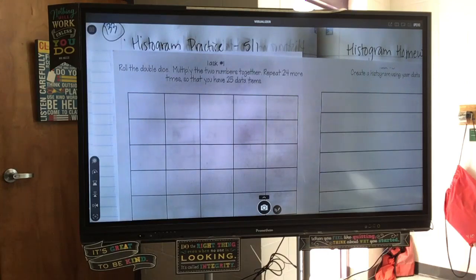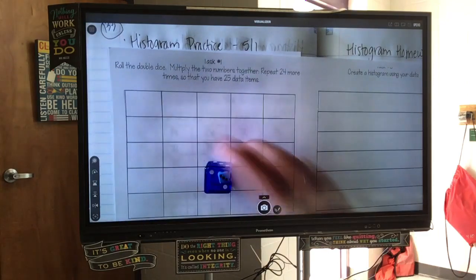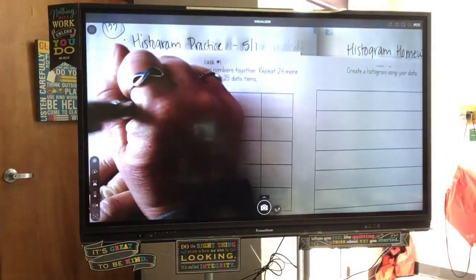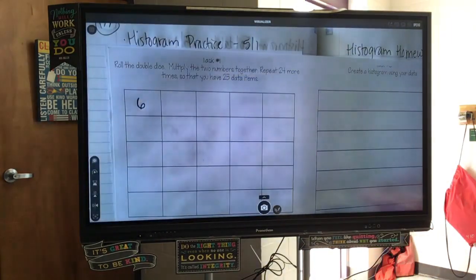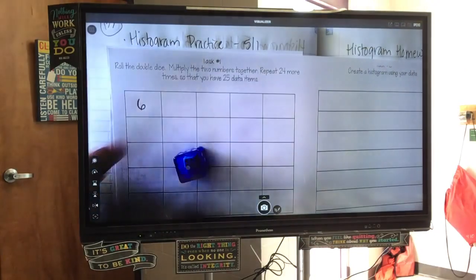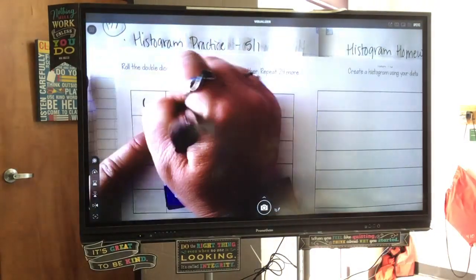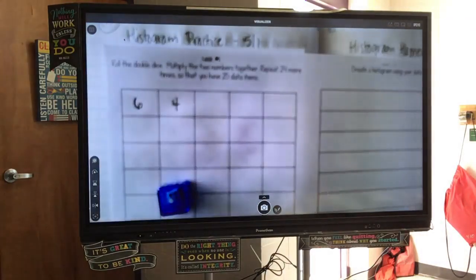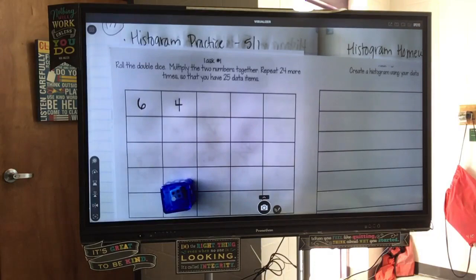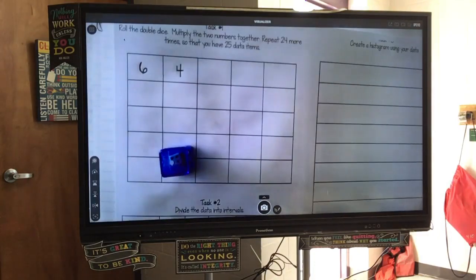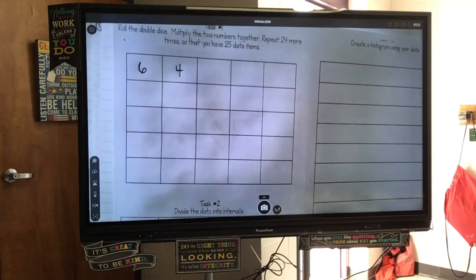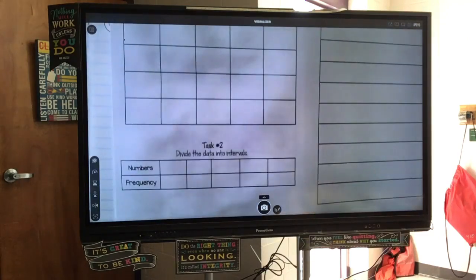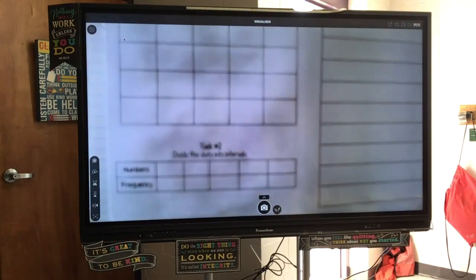So what that means is I'm going to roll my dice and I get a 2 and a 3, so I'm going to multiply that and I'm going to get 6. And then I'm going to roll it again. And I got 1 times 4, which is 4. So you are going to do this until this whole thing is filled up. Okay? When you're done with filling out this chart, you're going to bring your dice back to me and hand it to me.